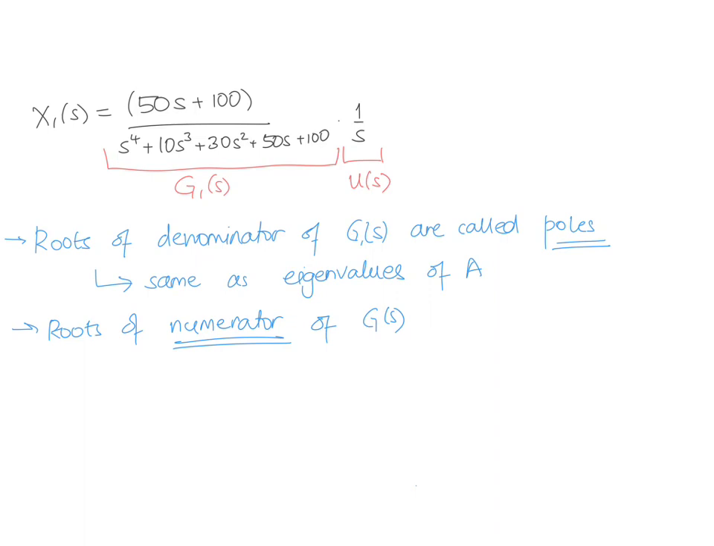Another way of terminology, you'll see that the numerator in this case is also a polynomial. Previously, we'd seen a bunch of numerators with constants in them, and now this is probably the first example where we have seen a polynomial. So this is a linear polynomial, 50s plus 100. So the roots of the numerator of G of s are called zeros.